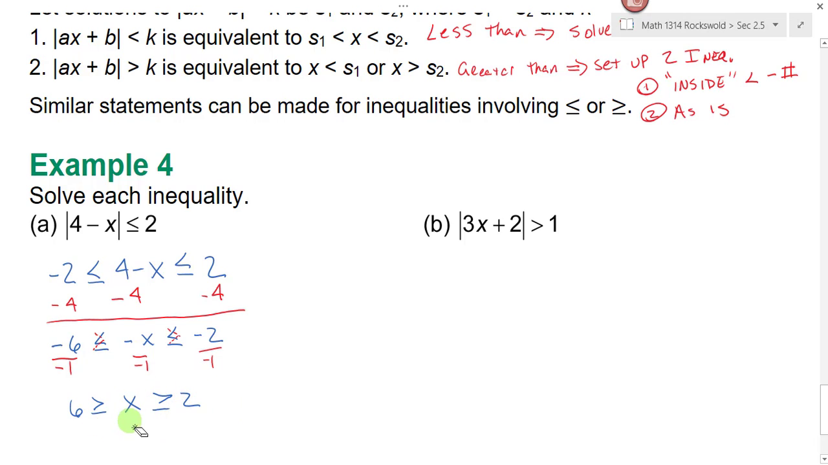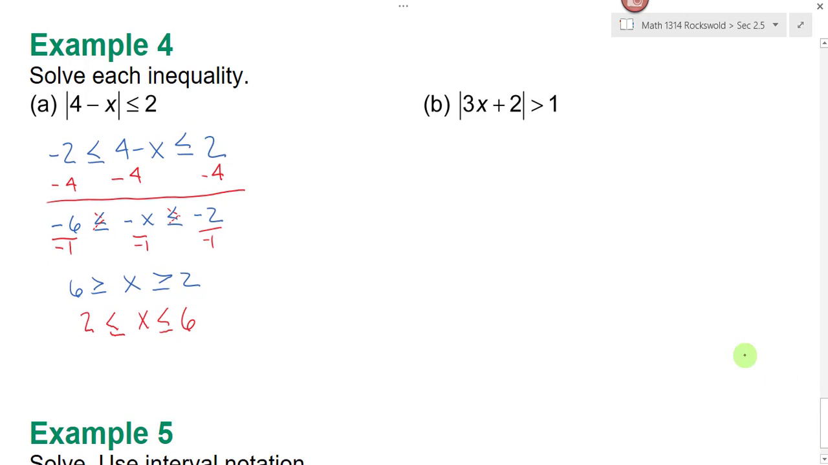Now, we don't want to leave it like this because with the compound inequalities, we want the smaller number on the left, the larger number on the right, and x in the middle with the less thans. So I can rewrite this as 2 is less than or equal to x is less than or equal to 6. And if I asked you to write this answer in interval notation, it would be the values that go from where to where, and do I use parentheses or brackets? Bracket 2, comma, 6, bracket, and that's my answer in interval notation.